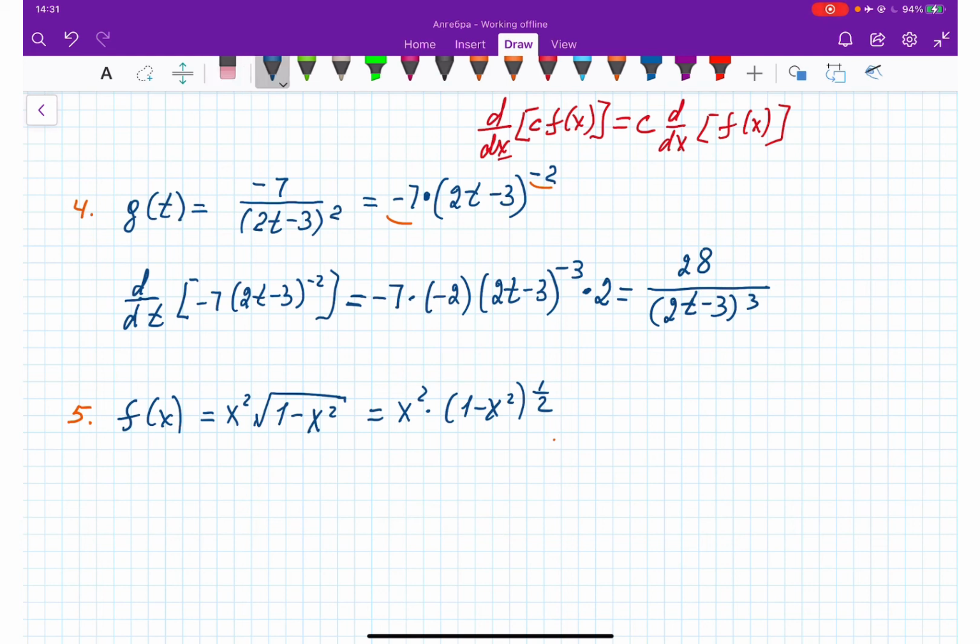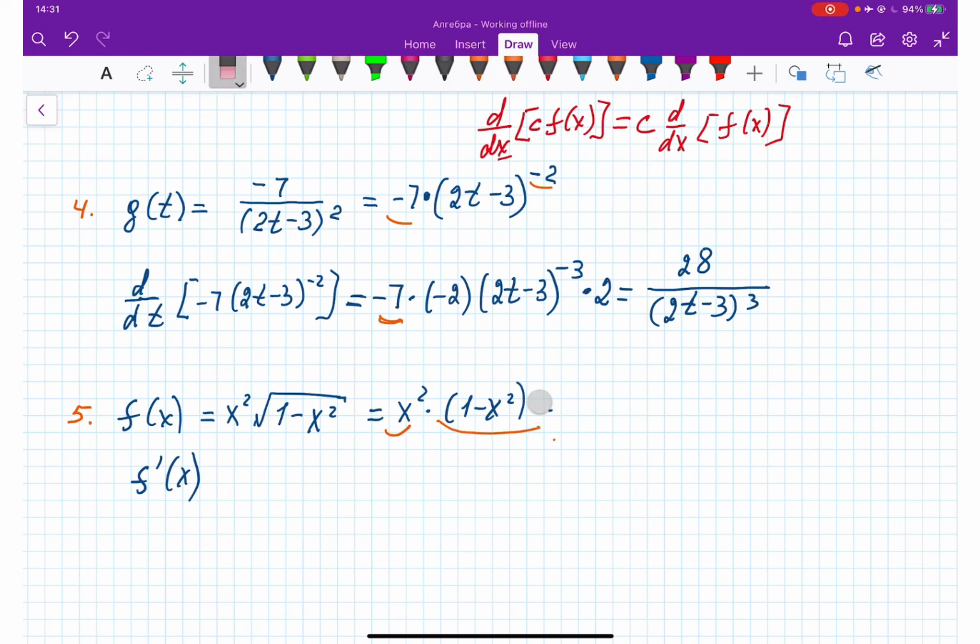Now let's take the derivative. So f prime of x, I'm writing it this way, it's easy, is going to be equal. Now here, in the previous case, we had negative 7 times, where negative 7 is a constant. That's why we could take it out. But here, there is no avoiding it. We have x squared, and we have it multiplied by this.